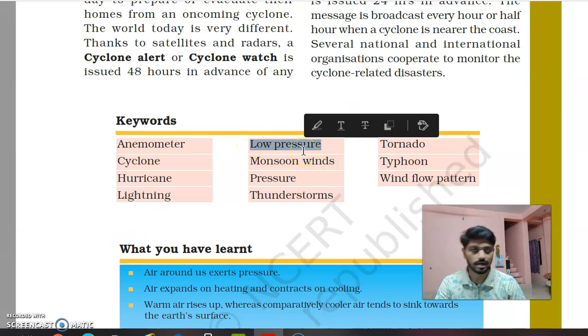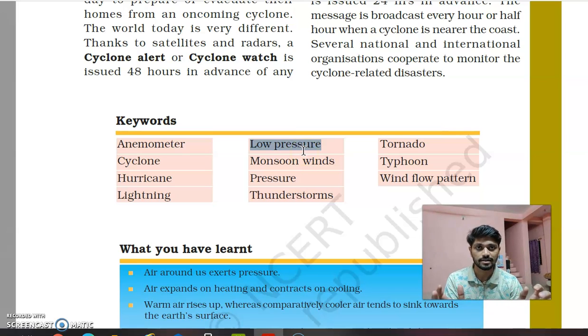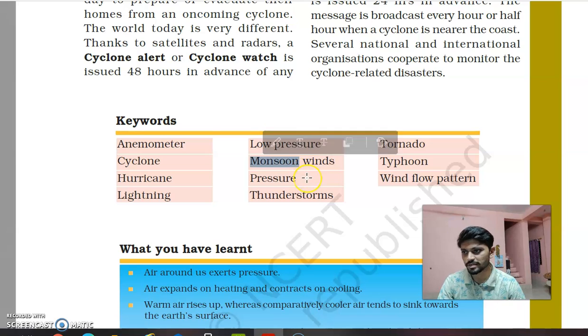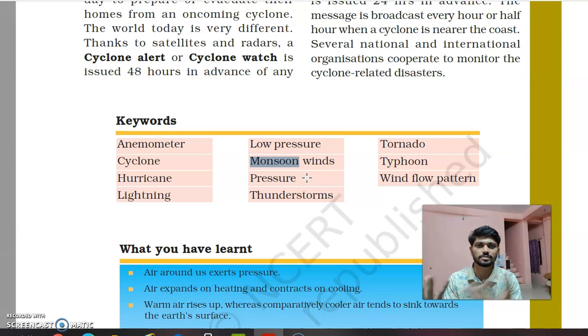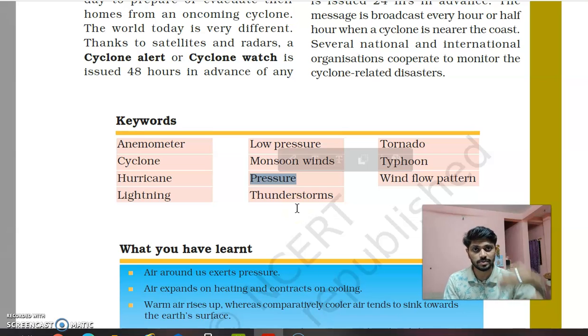What is low pressure? When heat is provided, the air expands, and when the air expands, there is low pressure. What are monsoon winds? The air coming from the sea towards land is usually the monsoon winds, because these winds bring the rain. Pressure, we know what is pressure. When we apply some force on a surface, that is called pressure.